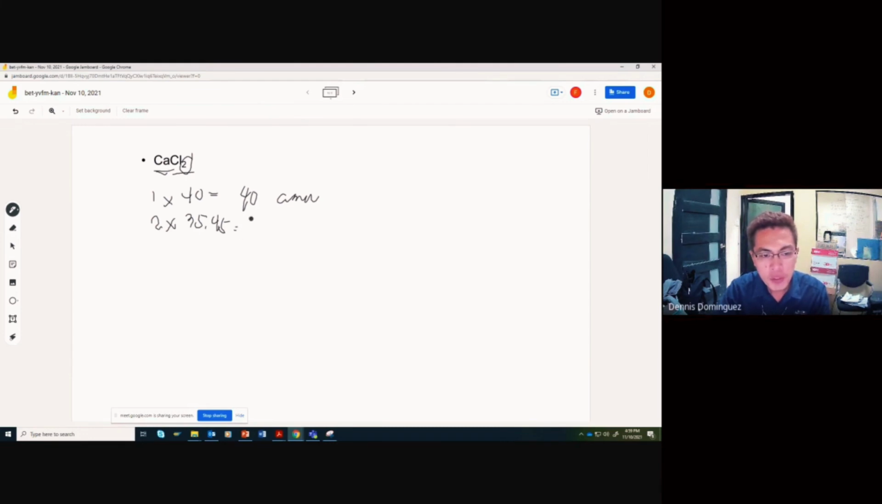So meaning 35.45 times 2, that is 70.90. Meaning to say the formula weight of calcium chloride is around 110.90 AMU. That's the atomic mass unit or the formula weight of this specific compound.